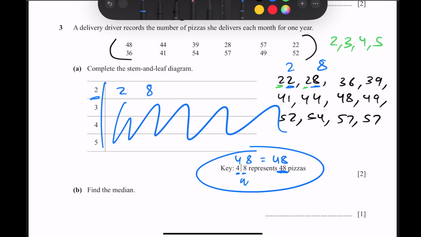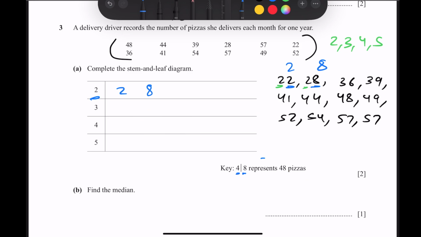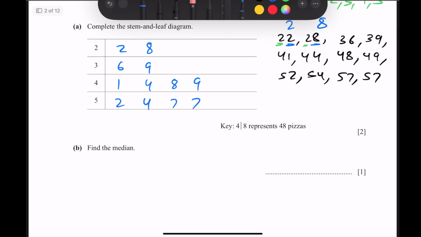So in this case, if 2 is on the left hand side and 2 is on the right hand side, this means 22. And if 2 is on the left hand side and 8 is on the right hand side, this represents 28. So if we repeat this for all the next numbers, 36, 39, 41, 44, 48, 49, 52, 54, 57, and again 57, because 57 is repeated twice in this list. This is your question A answer done.